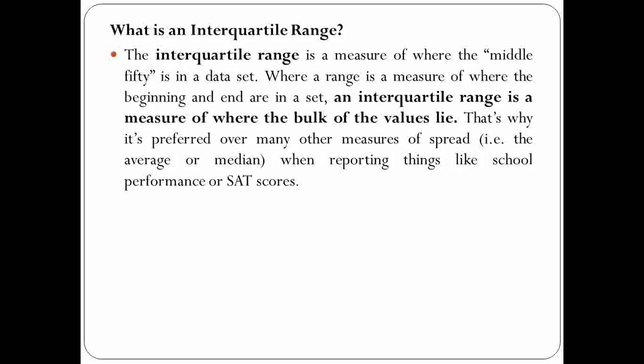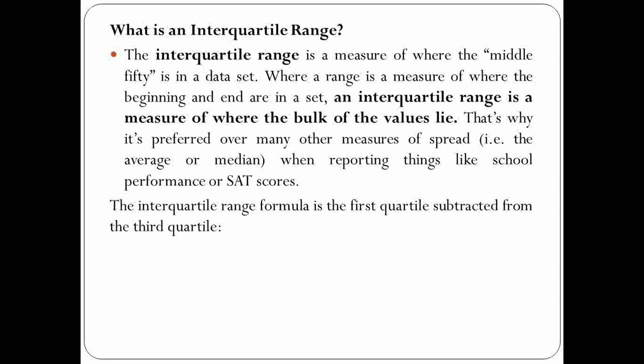Then we have the interquartile range. An interquartile range is the measure of where the middle 50 percent is in the data set. Where a range is a measure of where the beginning and the end are in the set, an interquartile range is a measure of where the bulk of the values lie. That's why it's preferred over many other measurements of spread, such as the average or the median, when you're looking at things like school performance. The interquartile range formula is: we subtract the lower quartile from the upper quartile, Q3 minus Q1.